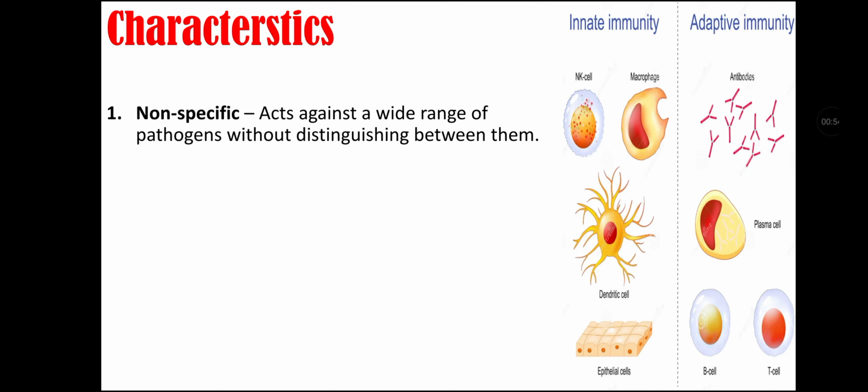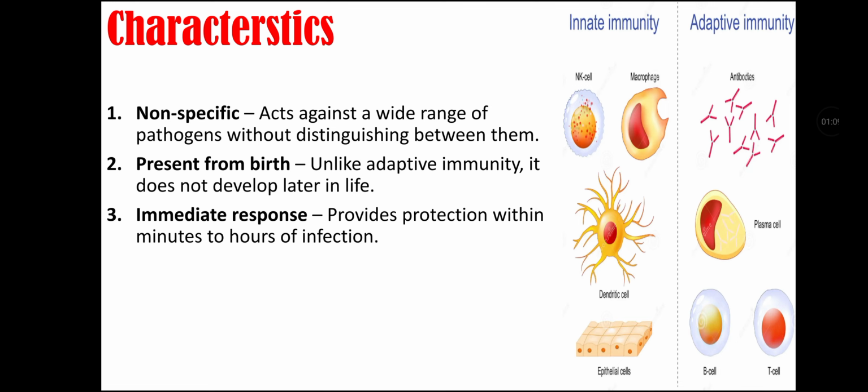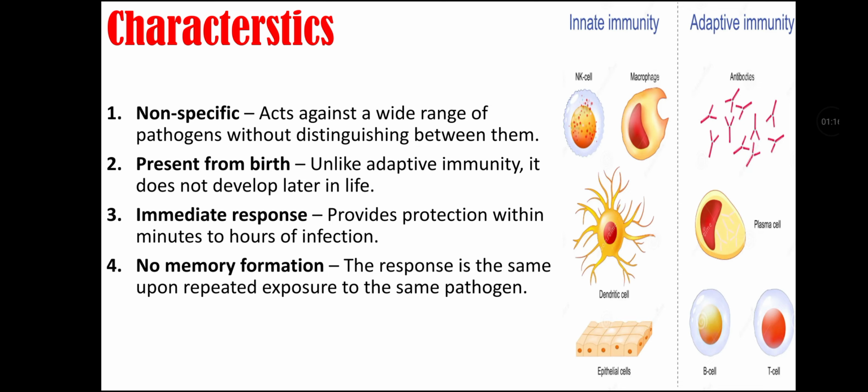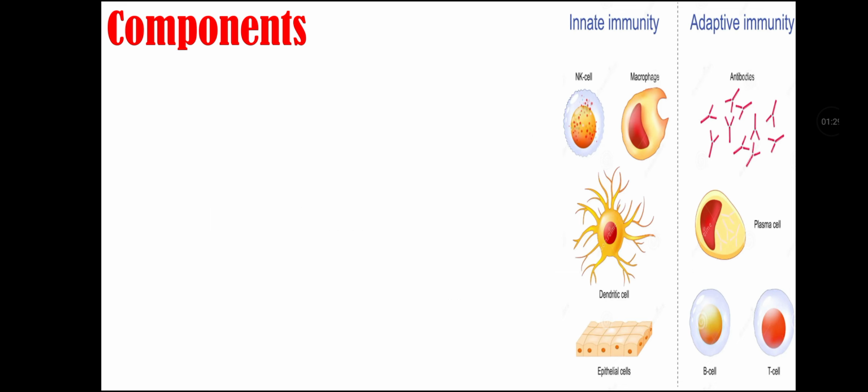Characteristics of innate immunity. First is it is non-specific as it acts against a wide range of pathogens without distinguishing between them. Second is it is present from the birth as unlike adaptive immunity it does not develop later in life. Third is immediate response as it provides protection within the minutes to hours of infection. Fourth is no memory formation as this response is the same upon repeated exposure to the same pathogens. And fifth is evolutionary conserved, as this is found across all multicellular organisms.